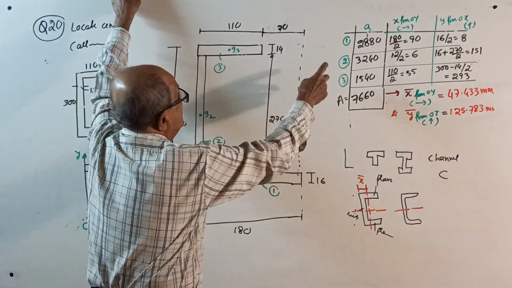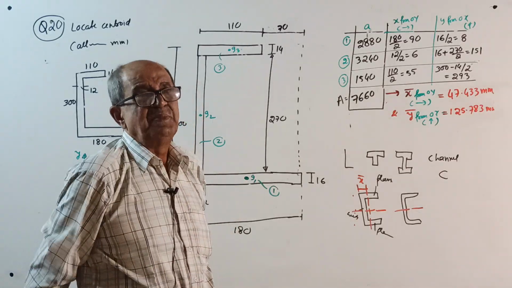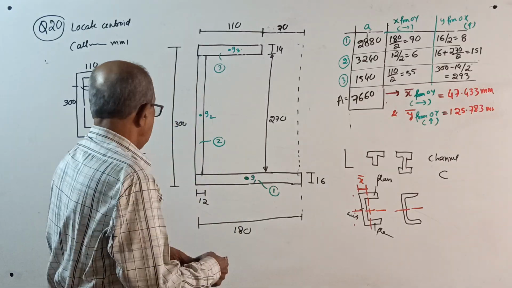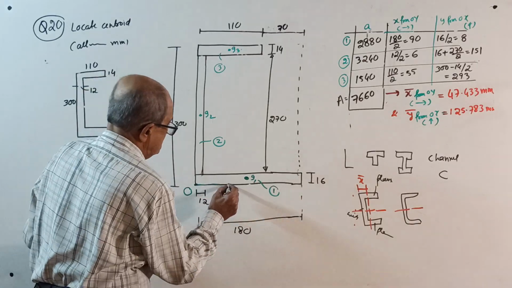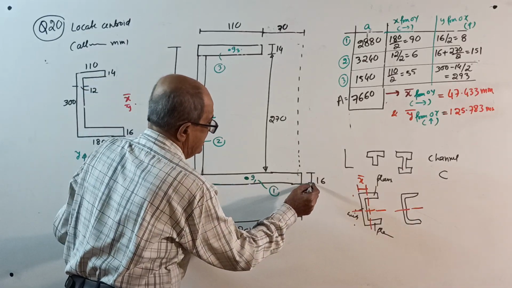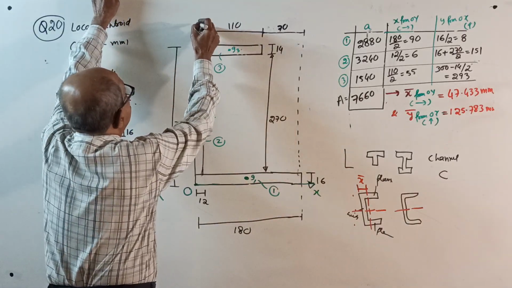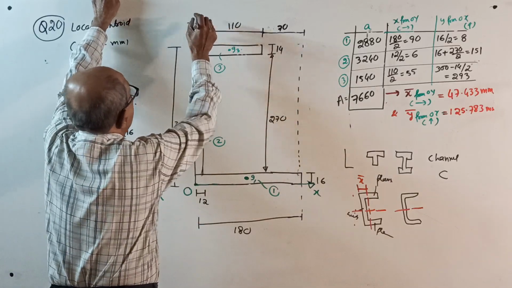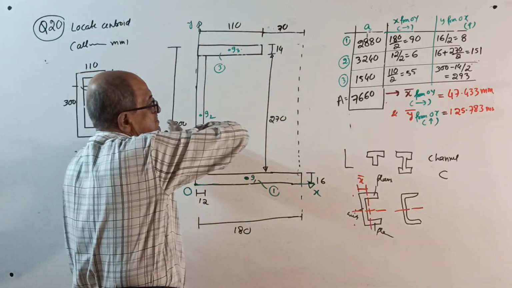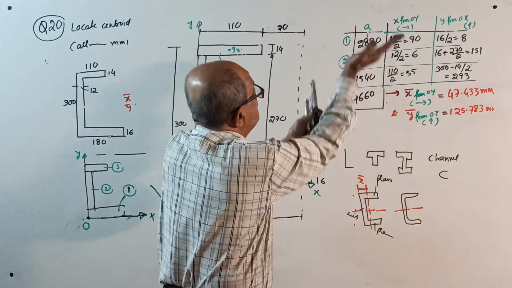Start. You have to write the formulas now: the x bar formula and the y bar formula. As usual, this is the origin O. This way is your x, this way is your y. This has all been told many times. X bar this way, y bar this way.